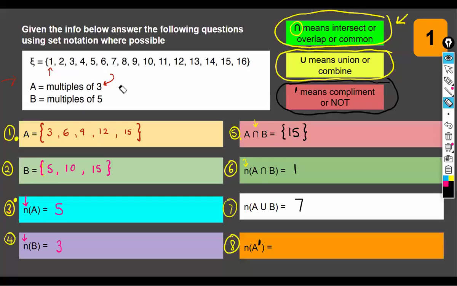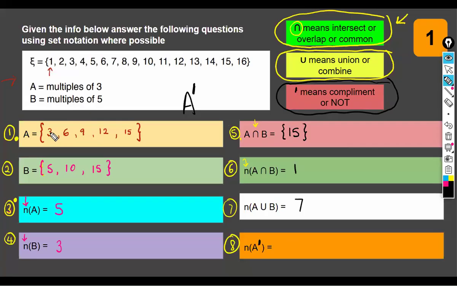Right? So I hope everyone takes down the note. Let me write it big over here. If I come and ask you, who is A? Let's look over here. A is 3, 6, 9, 12, and 15, right? If I come and tell you A complement now, that means who is not A.